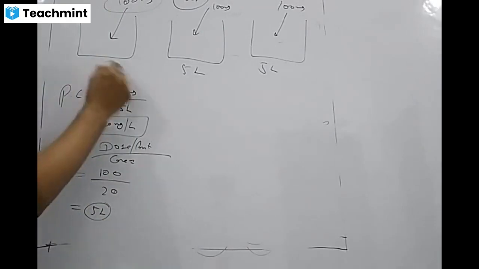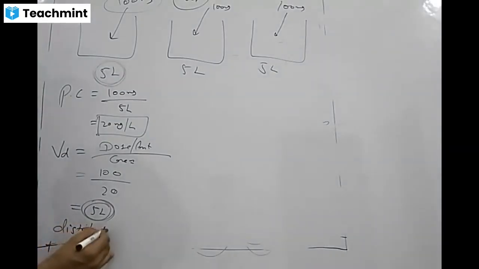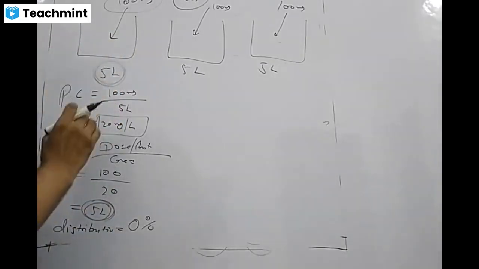It means my blood is 5 liters and the VD is 5 liters. It means distribution is 0%. 0% means the whole drug is present in the plasma only.